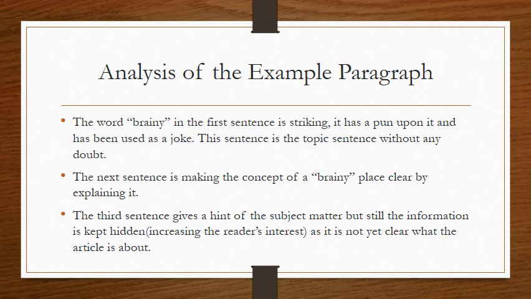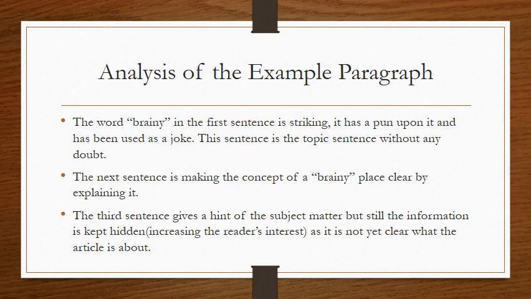This sentence is obviously the topic sentence of the paragraph. The next sentence is making the concept of a brainy place clear by explaining it. Means the explanation that is incorporated in the second sentence is making the idea of brainy place clear. Then the third sentence gives a hint of the subject matter, but still the information is kept hidden.